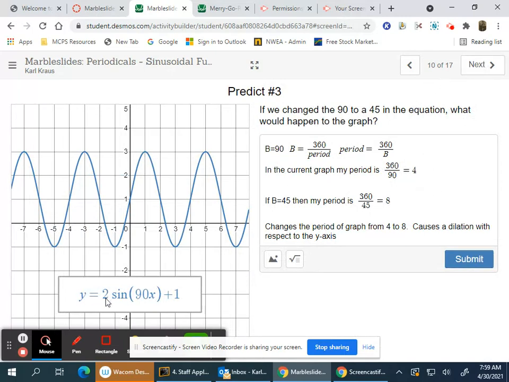All right, so in this equation, if I look at it, B is 90, so my period is 4. And if I change B to 45, then my period is going to be 8. So if I change this number to a 45, it changes the period from 4 to 8 because of dilation with respect to the y-axis, or you could call that a horizontal stretch there.